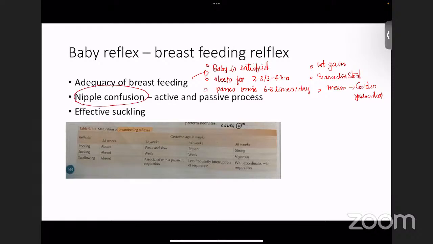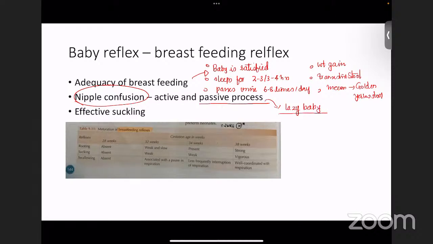What about nipple confusion? Never give dummies, pacifiers, or bottle feeding. What happens in bottle feeding? The baby has the liberty to decide how much to drink. It's a passive process. When the bottle is kept in the mouth of the baby, the baby starts sucking. The amount of milk is determined by the baby. If the baby needs more milk, he will drink furiously, and all the milk goes in. Whereas if the baby doesn't need so much milk, the child will drink slowly. It's a passive process, and this makes the baby lazy.